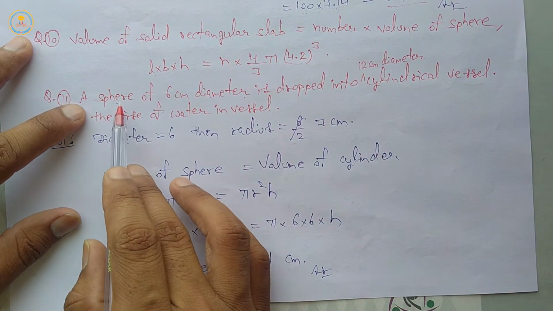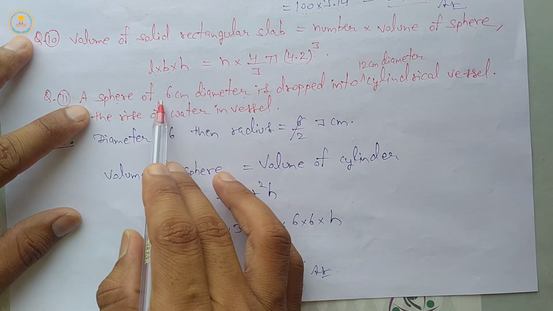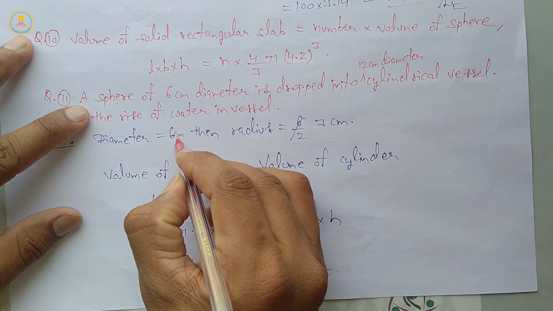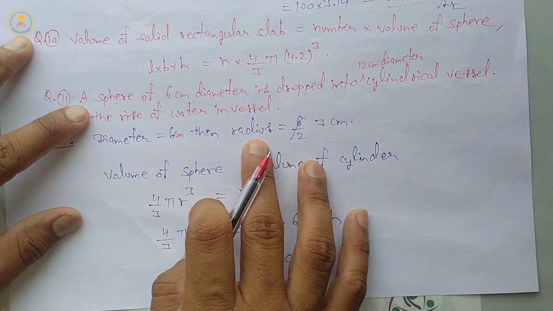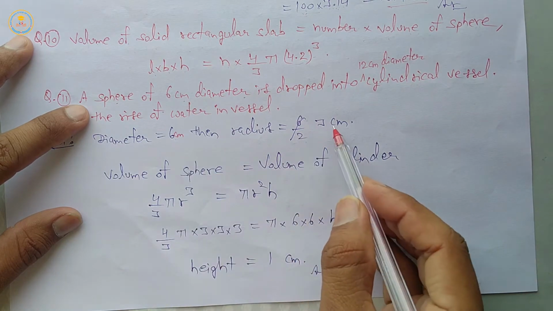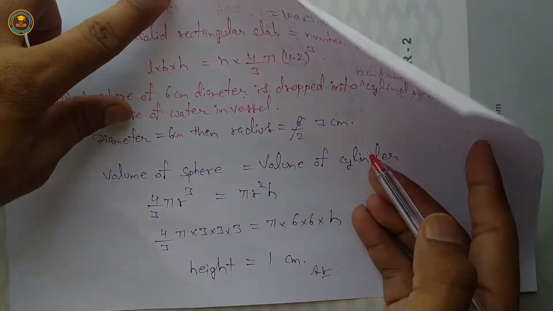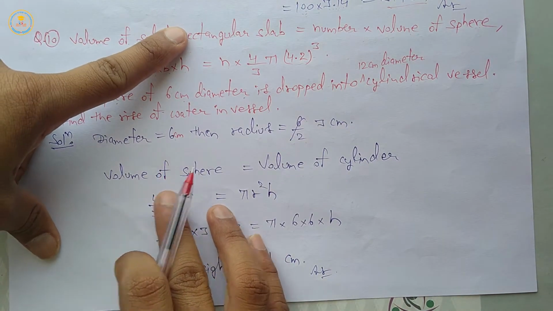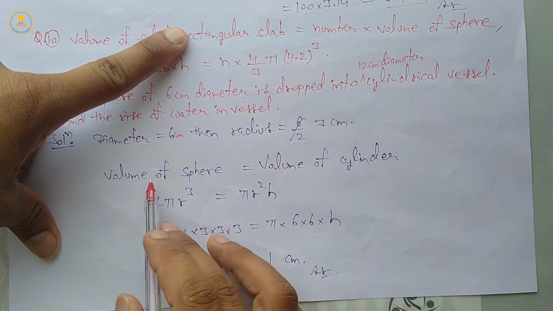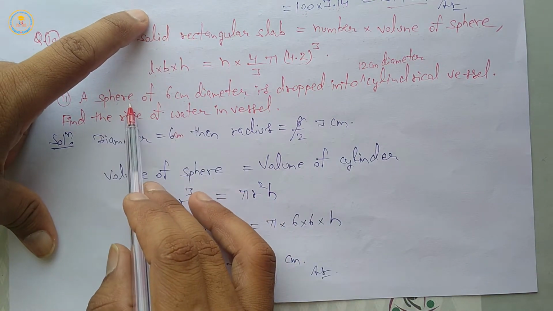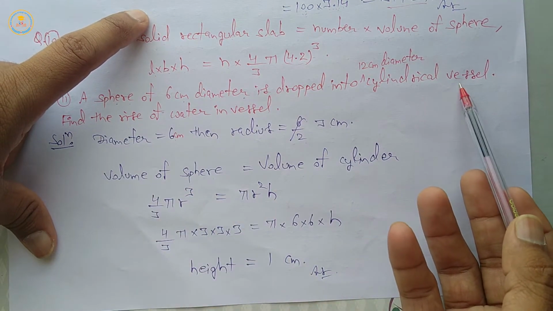A sphere is given, diameter 6 centimeter. Then radius is half of diameter, so 6 divided by 2. It means 3 centimeter. And volume of sphere. According to the identity, we know the sphere converts into the cylindrical vessel.